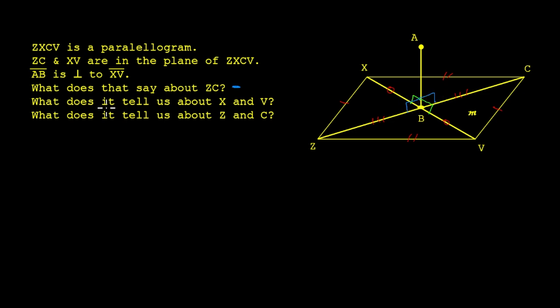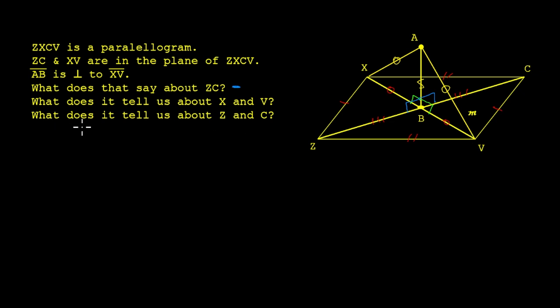Next question, what does it tell us about X and V? So let's draw an auxiliary line, AX and AV. So what we can see here is we have two congruent segments, XB and BV. We have two congruent angles here and here, they're right angles. And we have a reflexive segment here, AB. So triangle XAB and triangle VAB are congruent. Therefore, XA is congruent to AV. So what that tells us is that A is equidistant from X and V.